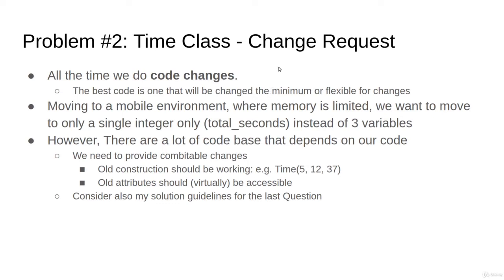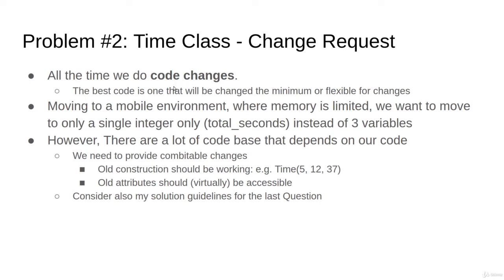Assume for a while, and it's a very artificial situation, that we are moving to a mobile environment and the memory is very limited. We would like to move to a single integer only, which is the total seconds, instead of the 3 variables. Specifically, the major variable in the whole class would be only the total seconds instead of the 3 variables. This is a very artificial scenario, but just for teaching purposes.